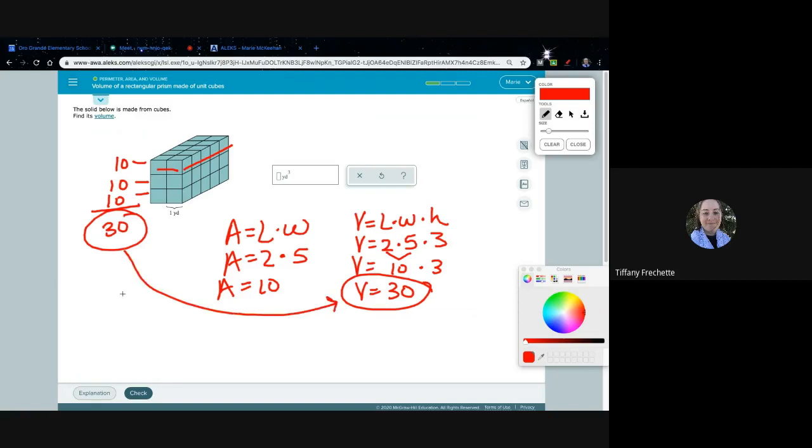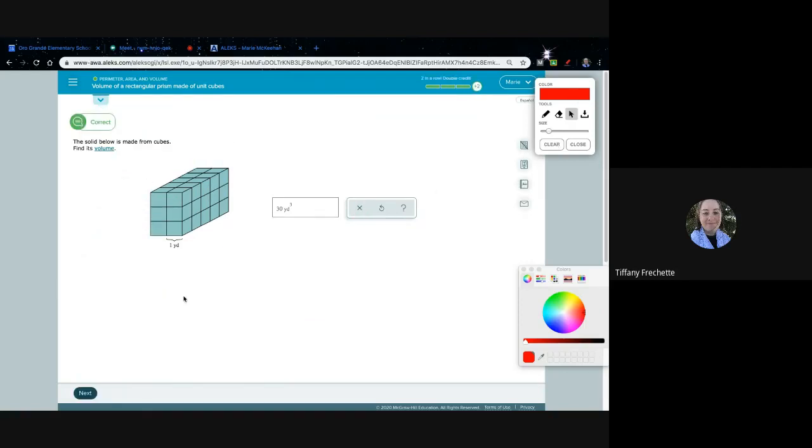What I want you to do is recognize this volume formula, because we're not always going to be given the squares like this, or it's not always going to be divided up into layers for us. So being able to recognize the volume formula is useful as we move forward. Alrighty, so let's clear that and we finish another one. Yay!